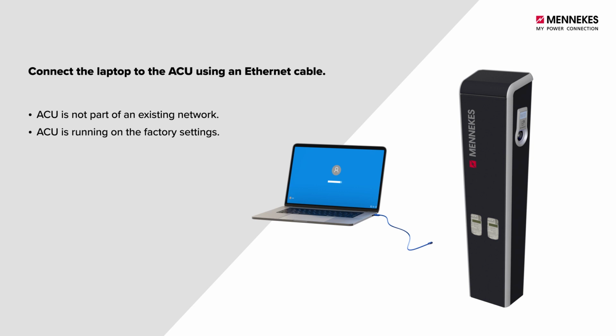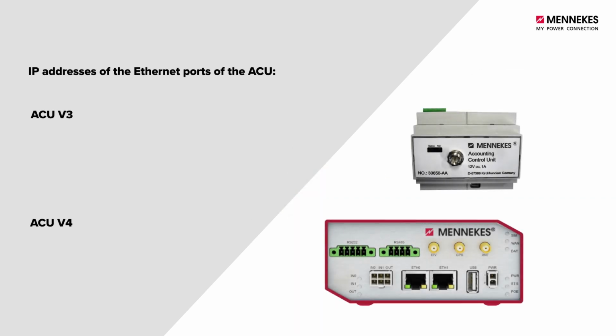Since the ACU does not have a DHCP server, the connected laptop will not automatically be assigned an IP address. It will need to be configured manually. To do this, you will need the address pool and IP address of the Ethernet port of the ACU. Ethernet port 0 of the ACU V4 has the IP address 192.168.0.10. Please note, the ACU Generation V3 can also be reached using this IP address.